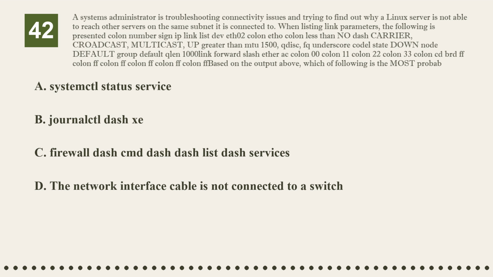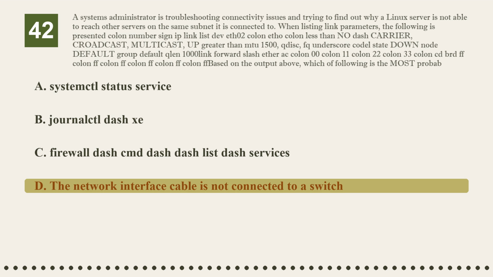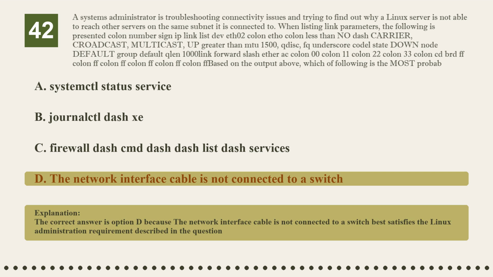which of the following is the most probable cause? Option A, systemctl status service. Option B, journalctl. Option C, firewall-cmd --list-services. Option D, the network interface cable is not connected to a switch. The correct answer is option D. The network interface cable is not connected to a switch. The correct answer is option D because the network interface cable is not connected to a switch best satisfies the Linux administration requirement described in the question.